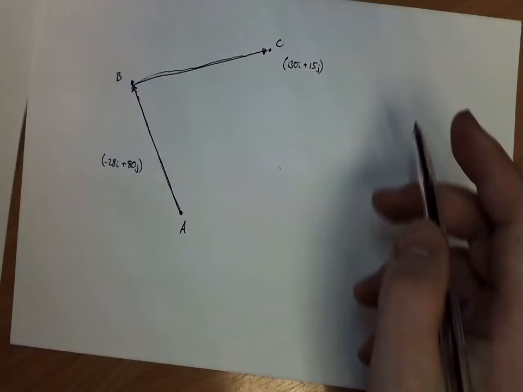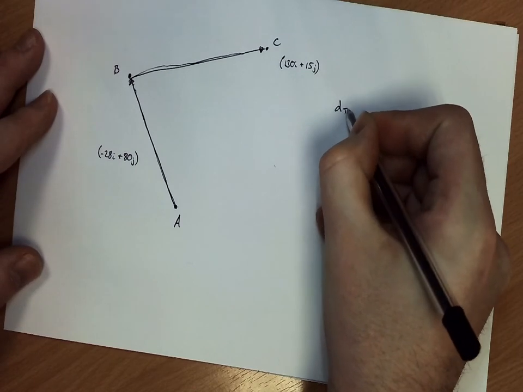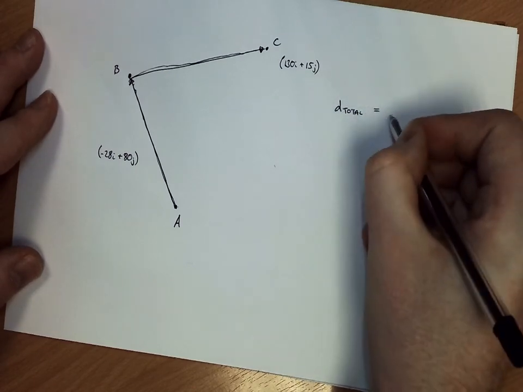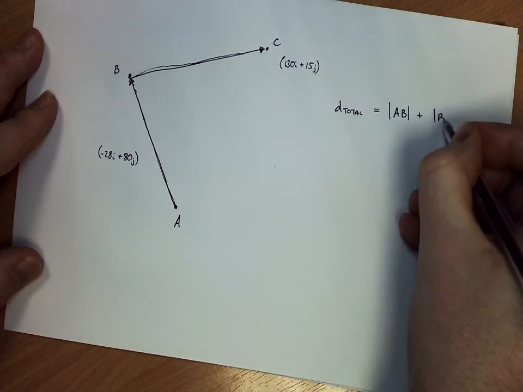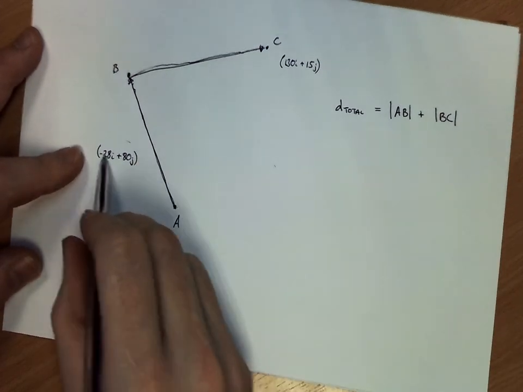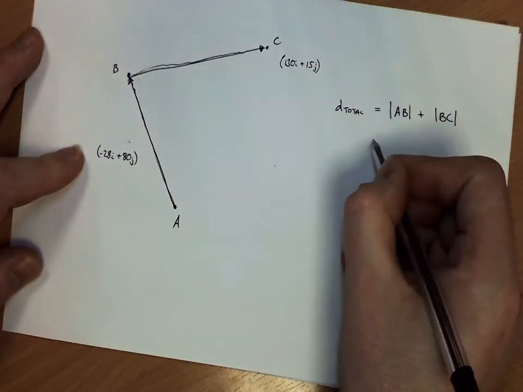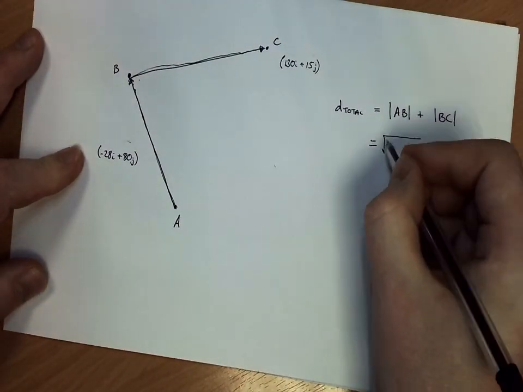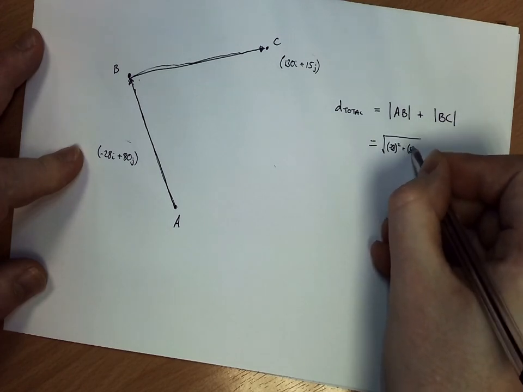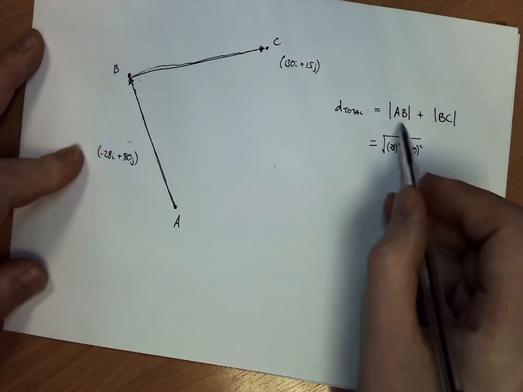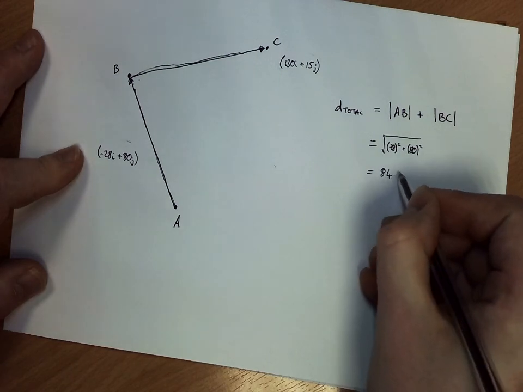So what we're going to need to do is say that the total distance, and I'm just going to call that d total, is equal to the magnitude of AB plus the magnitude of BC. In other words, do Pythagoras of this, get the length of this, do Pythagoras of this, get the length of this, and then add them together to get our total distance. So it's the square root of minus 28 squared plus 80 squared. That will give me the distance of AB, which in fact I did work out as 84.75.